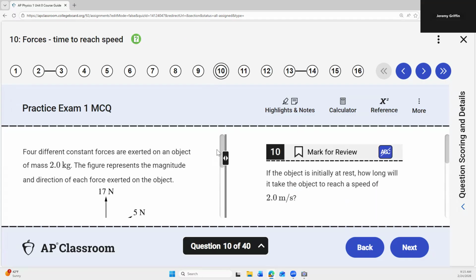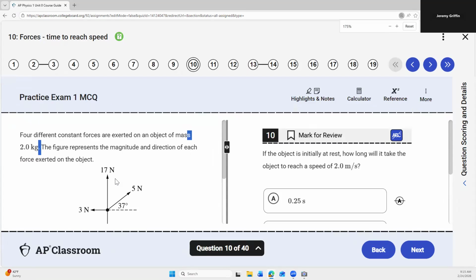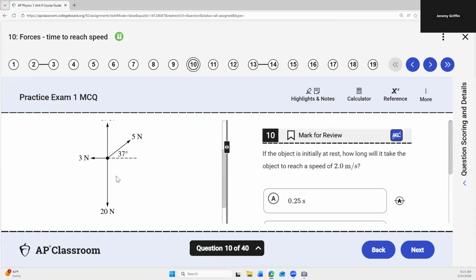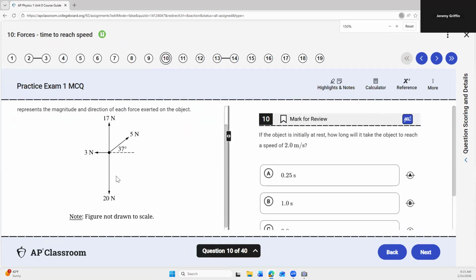Okay. Four constant forces are exerted on an object, mass 2 kilograms. The figure represents the forces on the object. Okay, now this one you've got to zoom out so you can see all the forces.